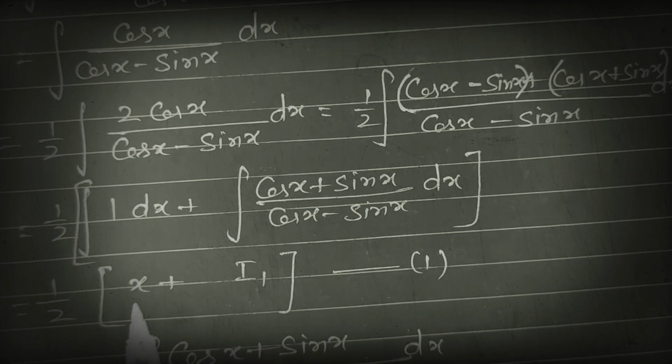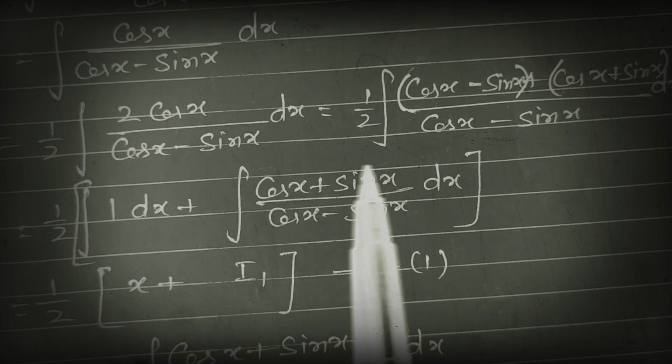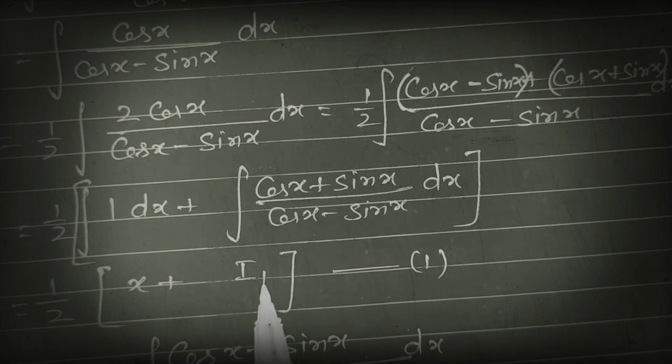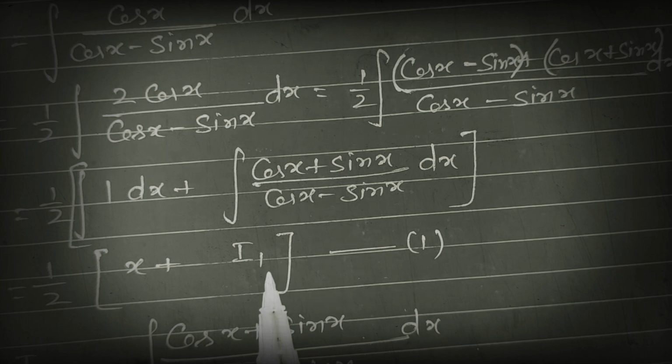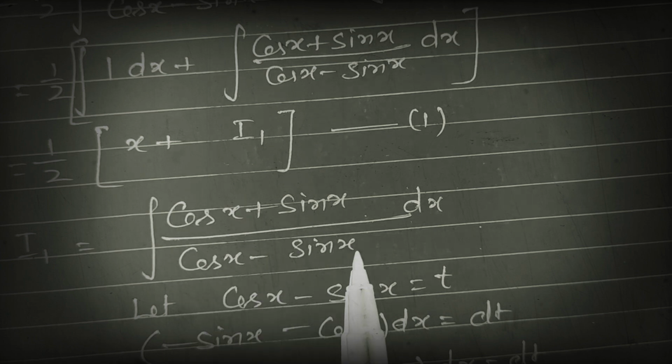So one integration is this, I1. We will solve this integration separately. After solving it, we will put the value of I1 in this equation. So I1 is (cos x plus sin x) upon (cos x minus sin x).